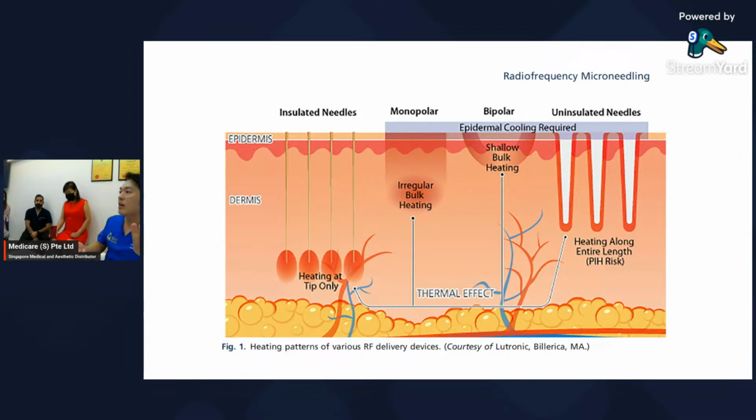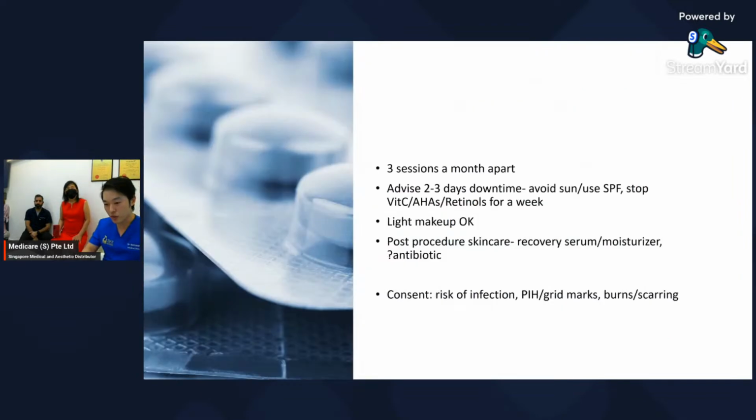Then later on lasers came along. The thing about lasers is that initially they started off with full-field lasers that heat the entire field. I'll show you a diagram.